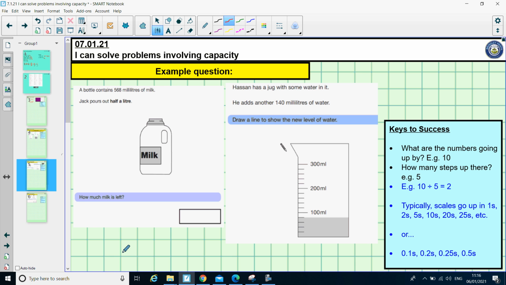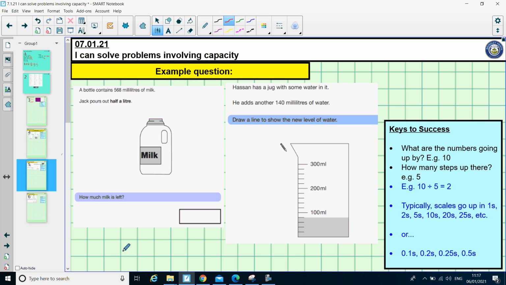Okay, and now we're going to look at how we can apply that learning to some problem-solving style questions. So, question 1. A bottle contains 568 millilitres of milk. Okay, 568 millilitres. Jack pours out half a litre. How much milk is left?